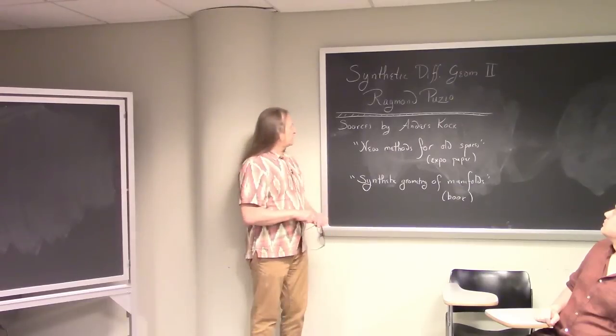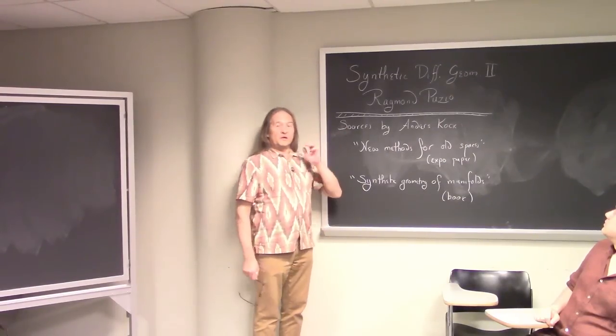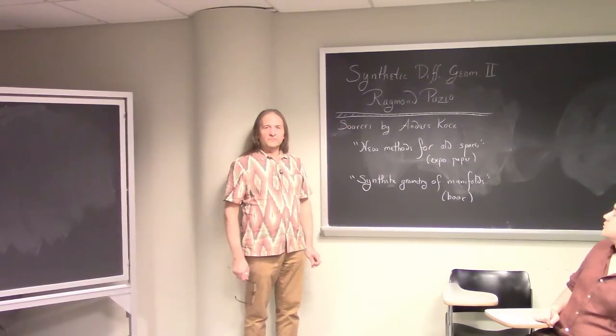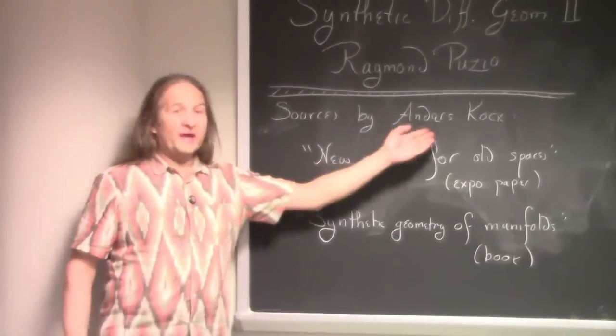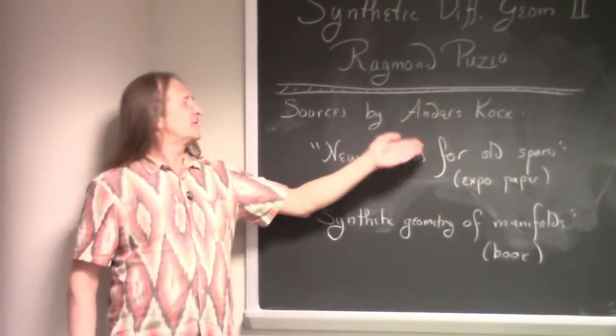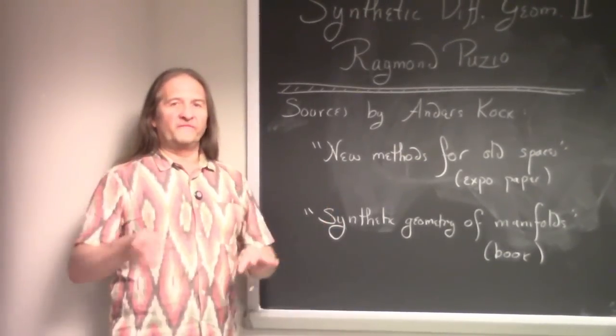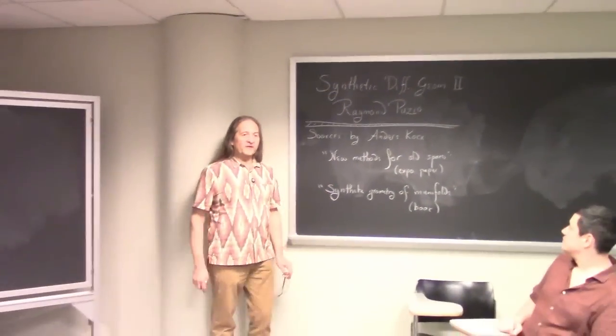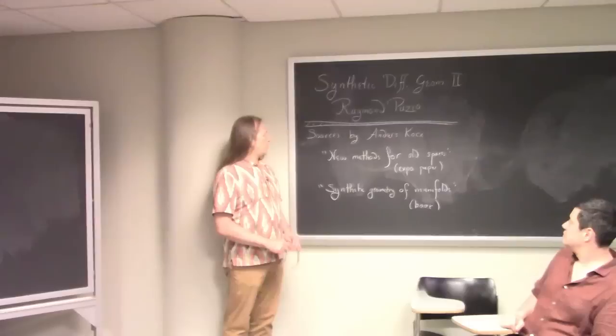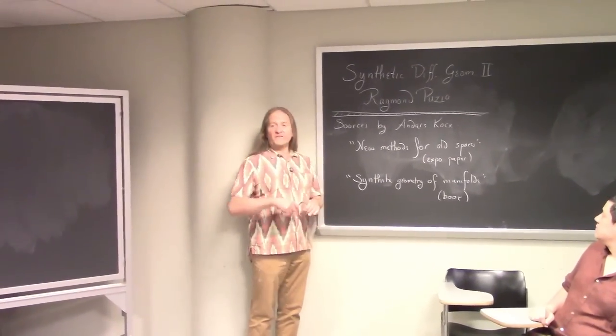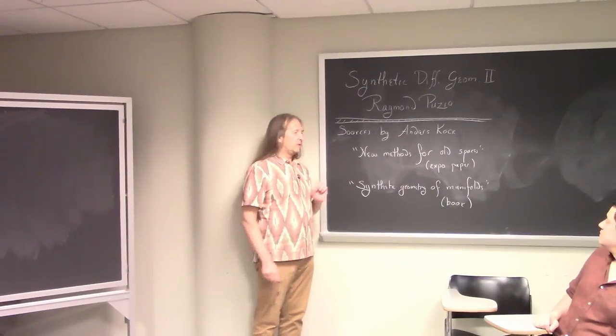Right, so first I'd like to start with the sources for this talk. These are two things by Anders Kock. Anders Kock is a source for synthetic differential geometry. I mean, pretty much he, Lawvere, and a few other people invented the subject. In particular, I'm going by two of his things here. I have pages for them copied out that I'll be looking from.